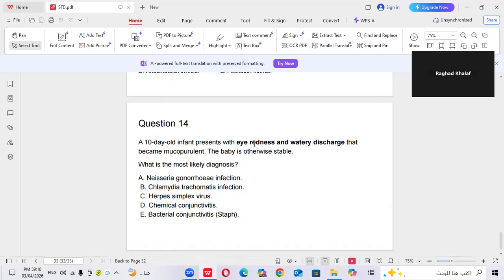There is something else that can point toward chlamydia. It's the watery discharge that then developed to become mucopurulent. If it's gonorrhea, it has to be purulent. It can't be mucopurulent. So the diagnosis is chlamydia trachomatis infection.